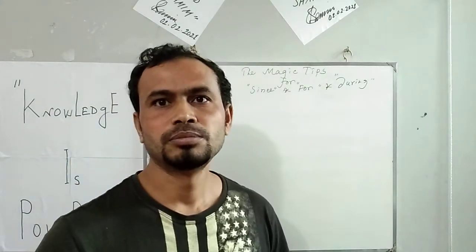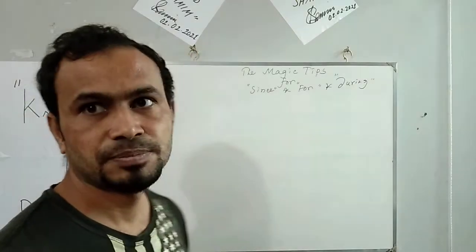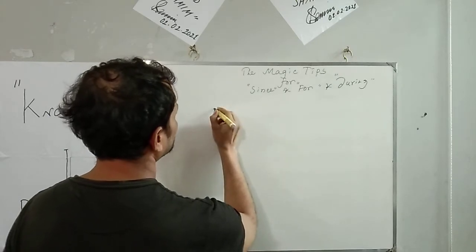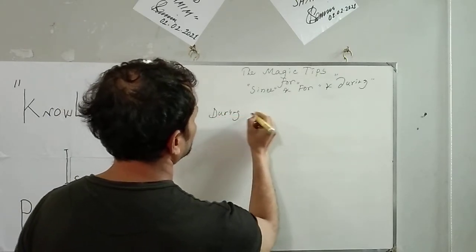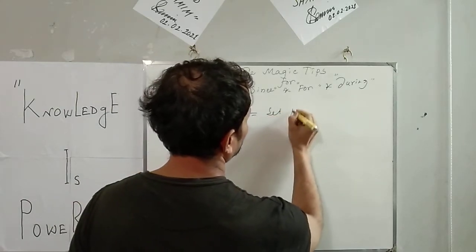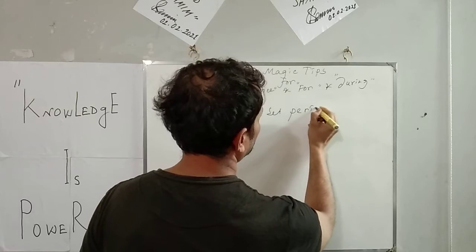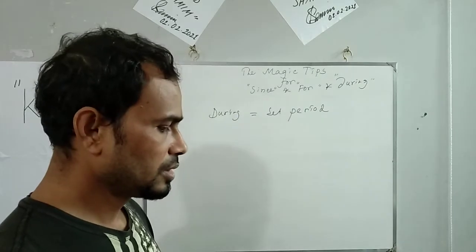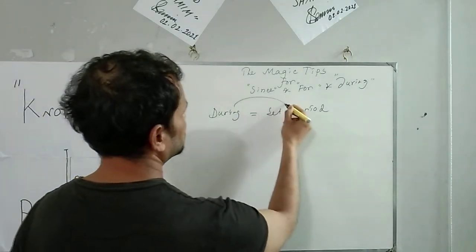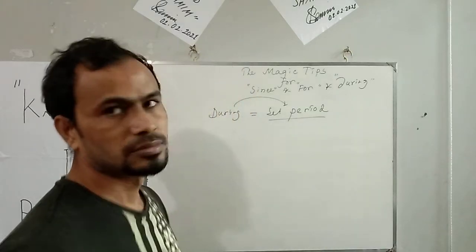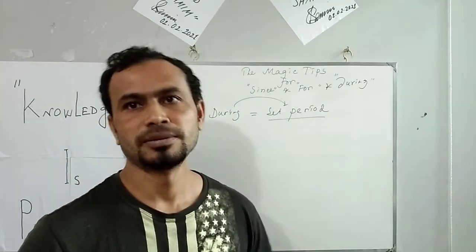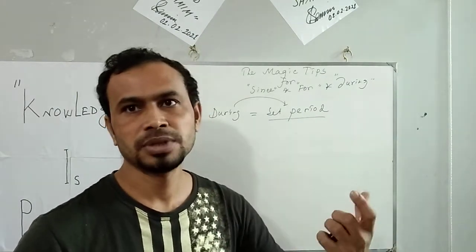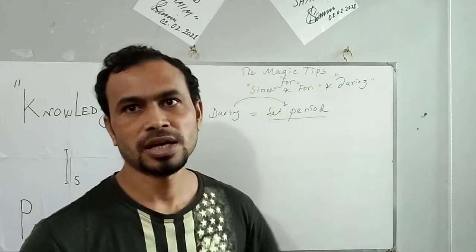So during means what? During means set period. During equal to set period. So we mean the definite time, in which something is happening or something has happened. Okay, let's see.